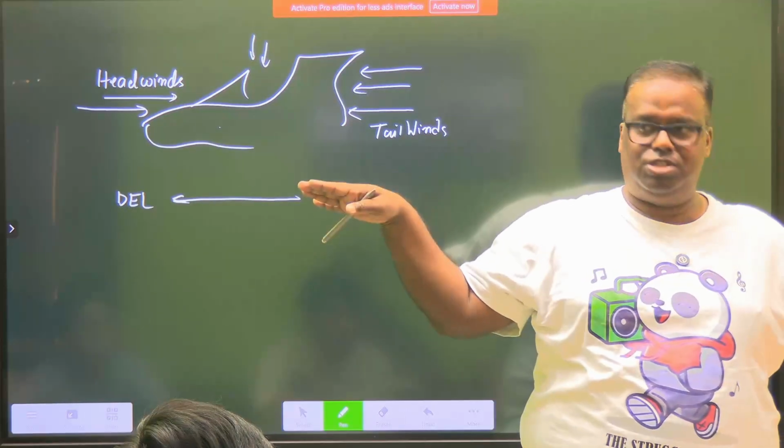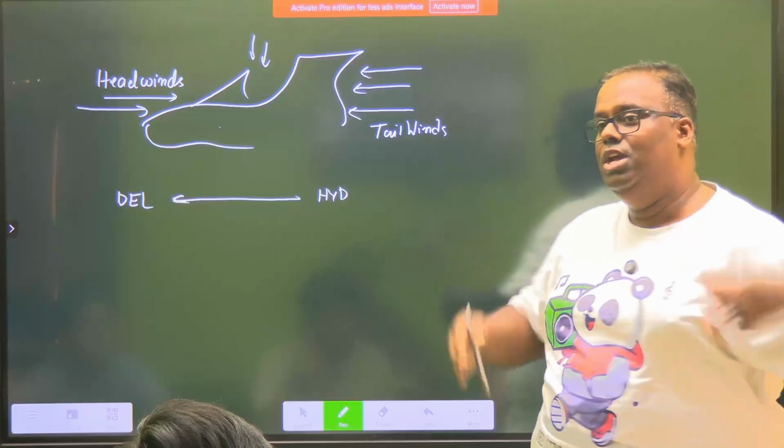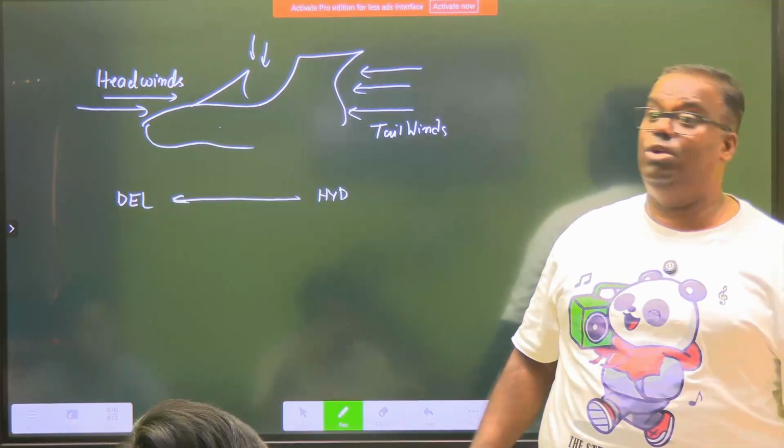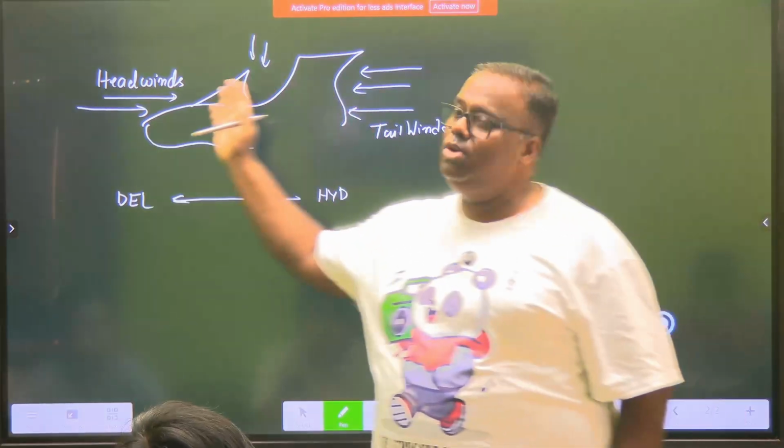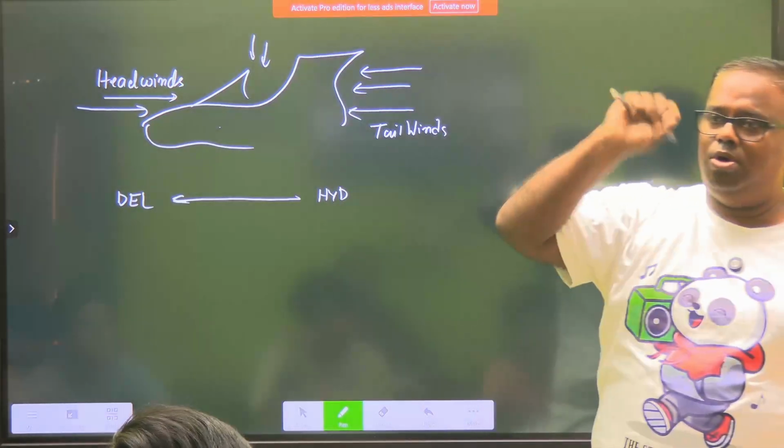The flight will not be straight at all. The flight will sway away this way. You'll think as if it is going across the runway. It requires a lot of control at that time. So headwinds and tailwinds. So what did we discuss so far?